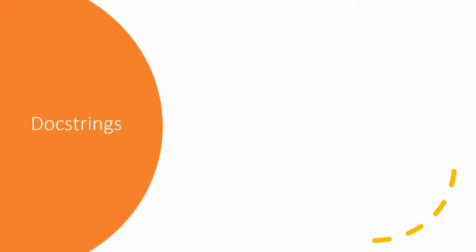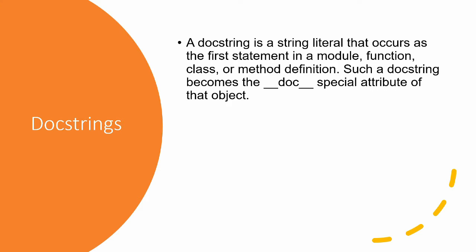So what actually are docstrings? Well, a docstring is a string literal that occurs as the first statement in a module, function, class, or method definition. So it's a way of explaining what's happening inside a function or a module or a class or a method. And it means if someone else is using your code, they know what's happening.